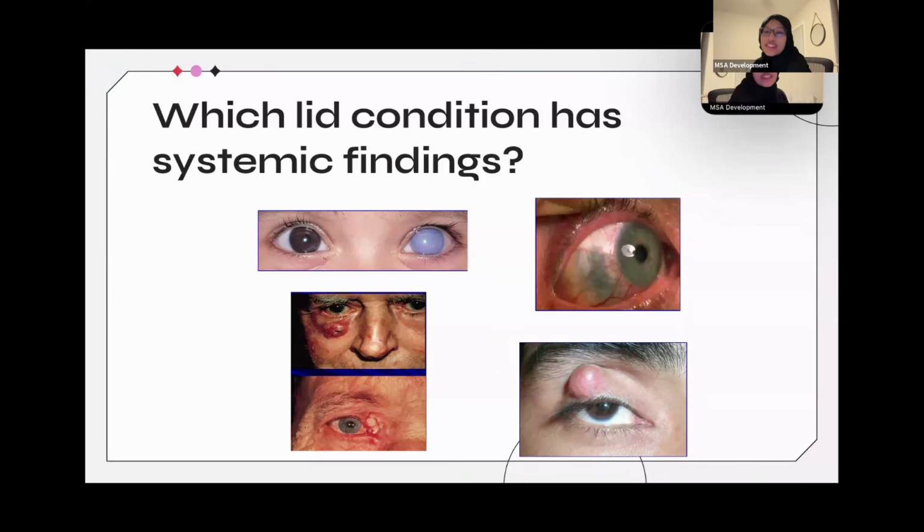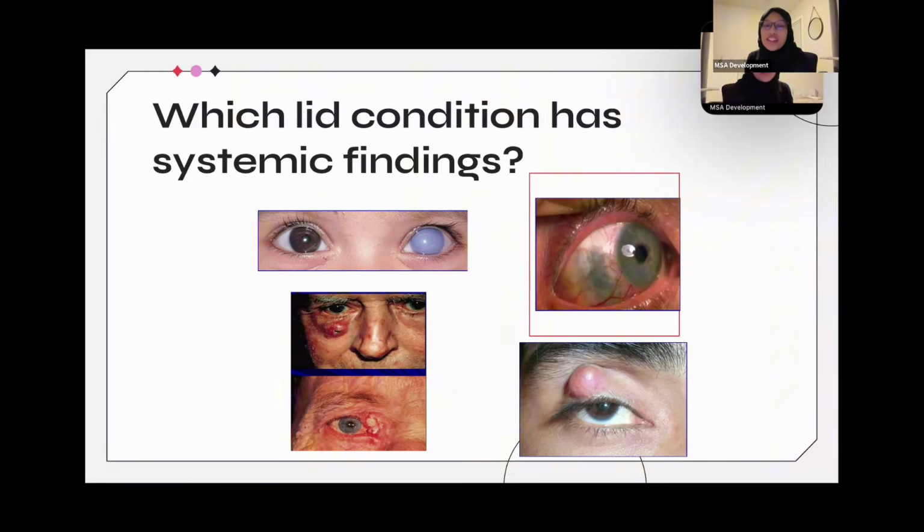So the answer is this. Okay, so what is this? Remember, this is opacity, just an opaque cornea, and that one is not systemic. It can be a lot of other things. This is squamous cell carcinoma, cancer of the skin around the eye. So it has no systemic findings, it's not metastasis.